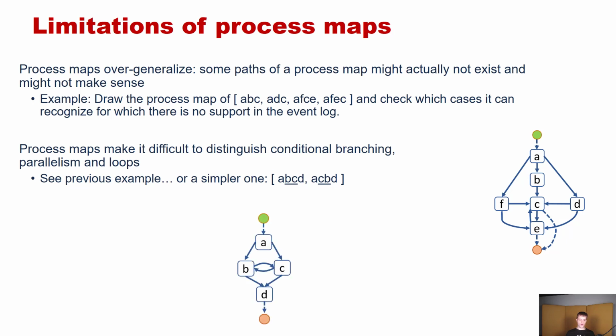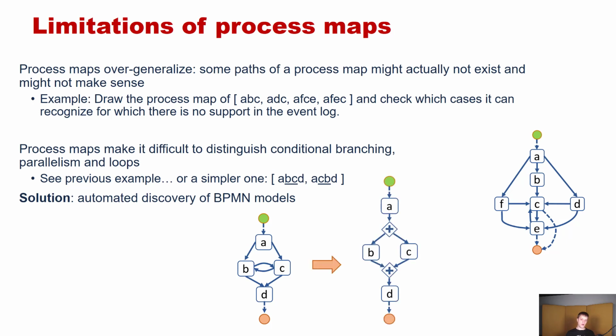And if you were to draw it out, it becomes quite clear that process maps make it very difficult to distinguish conditional branching, as well as parallelism and sometimes even loops. The solution here is to apply automated process discovery of BPMN models. Those models are going to give you extra notational elements that are going to allow you to better understand what is going on in the decision points of a process.